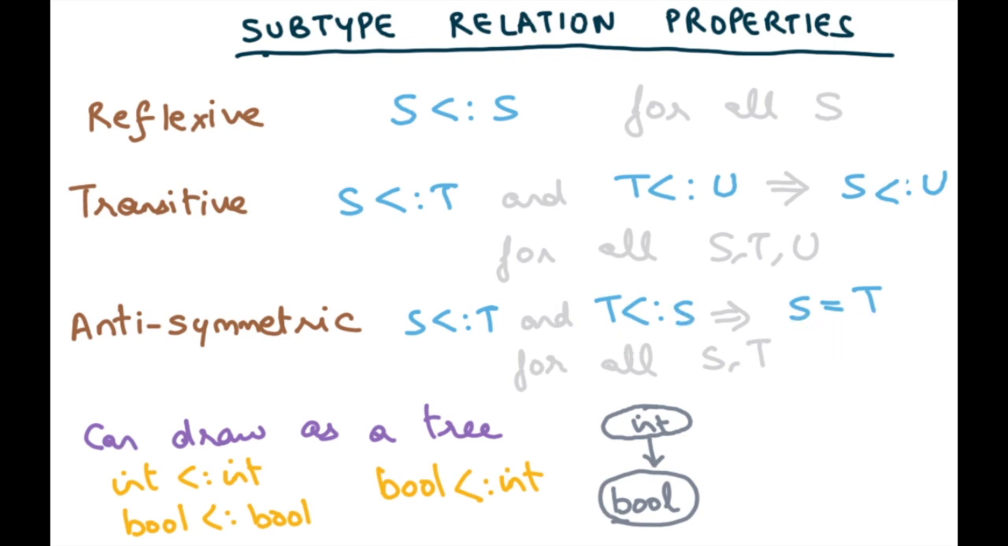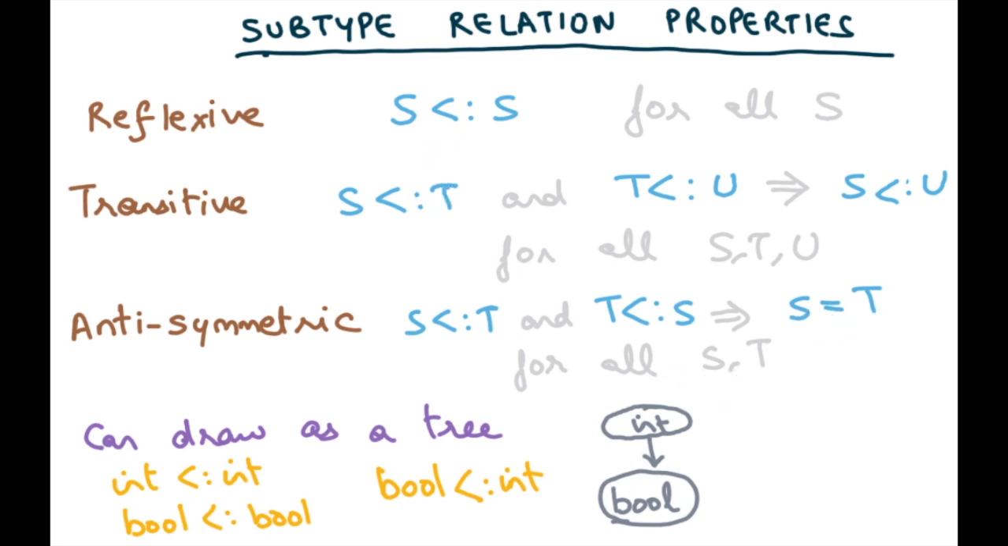So this is basically ensuring that you don't have two types that behave identically to each other. And if they do behave identically to each other, they're basically the same type. They're just different names for the same type. And so this is the antisymmetric property. If S is a subtype of T and T is a subtype of S, then S must be equal to T for all types S and T.